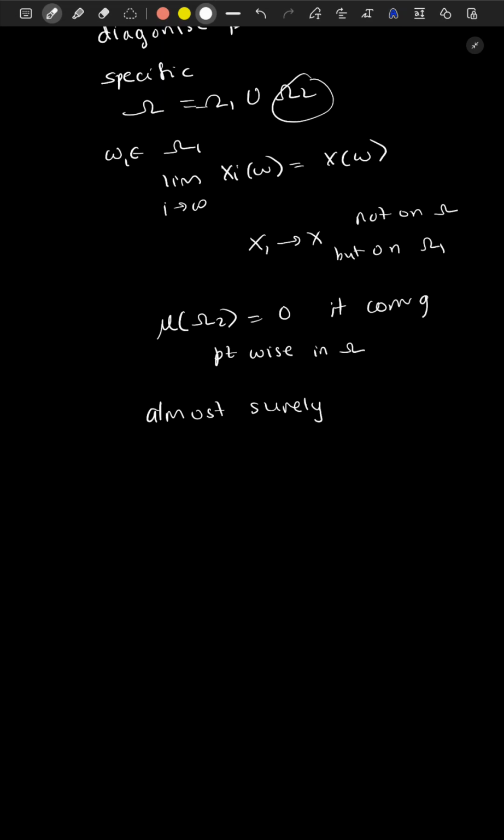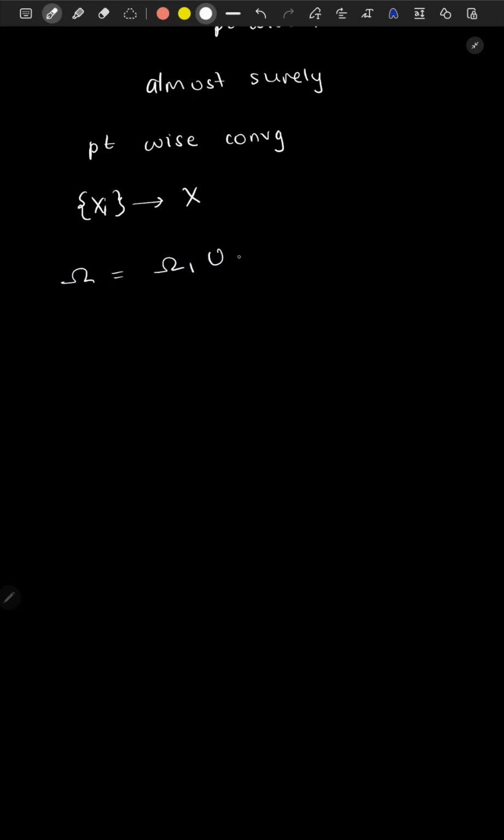Now the next one is slightly tricky. I found it very tricky, if you interpret it in this way. Again, let's divide. Again, we are interested in pointwise convergence of x_i converging to x. So now omega can be divided into omega 1 union omega 2 as previously, and omega 2 can further be divided into omega 2 1 and omega 2 2. I'll just tell you what it means.